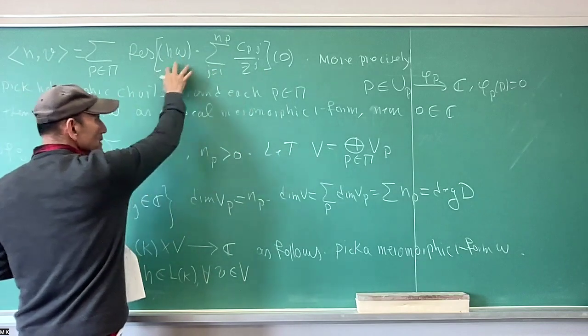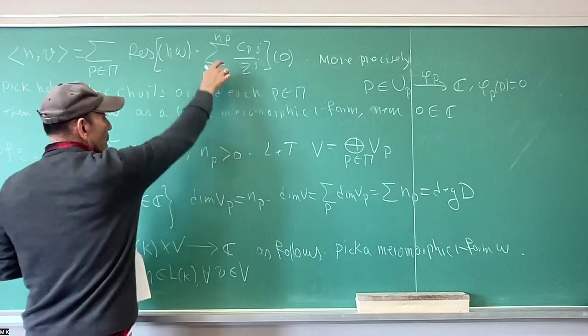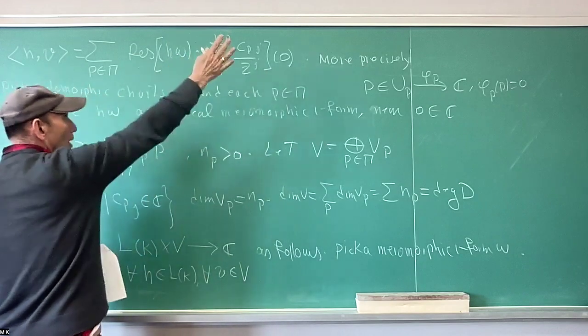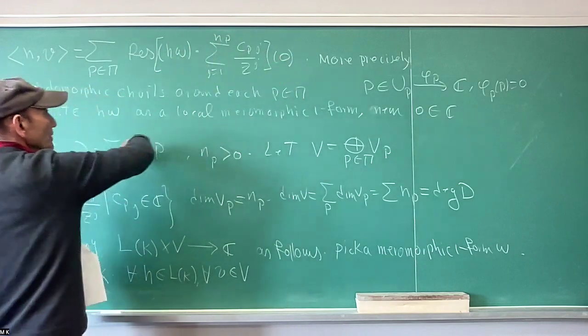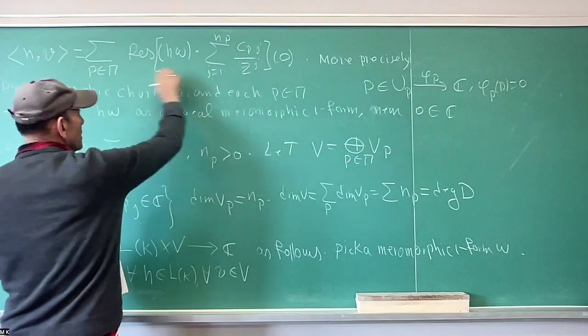This is a power series. This is a power series. Well, it's a finite power series. This is going to be a power series with some finite negative terms, and perhaps an infinite number of positive terms. You multiply, you take the residue.